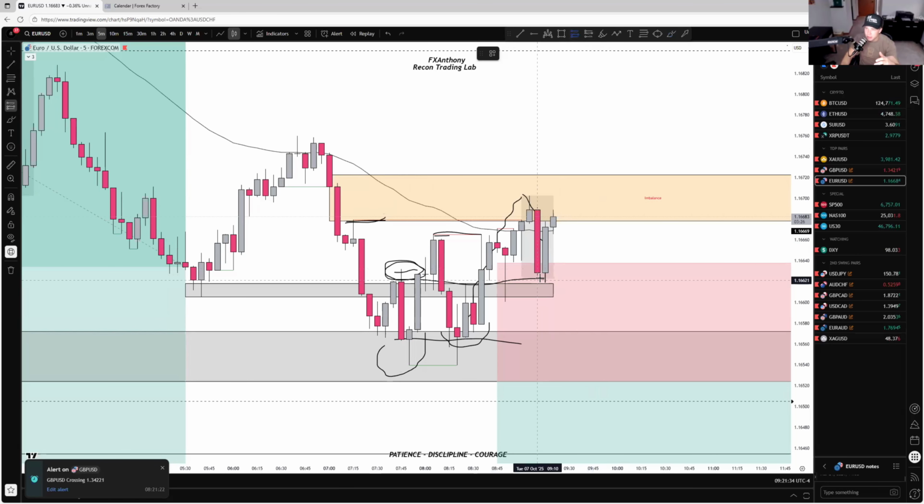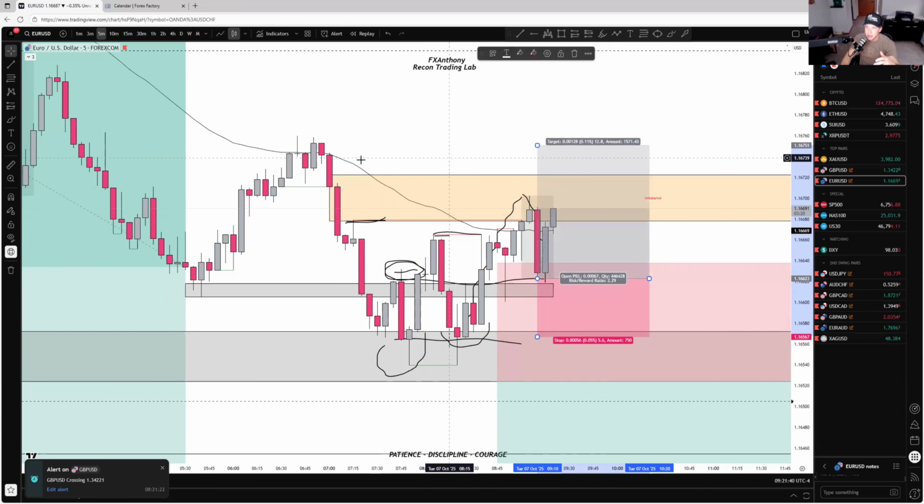Entry position would have been here. Stop loss would have been here. Take profit would have been at the previous high here, like that. Right? This is a counter trend trade. That's why we didn't take this.